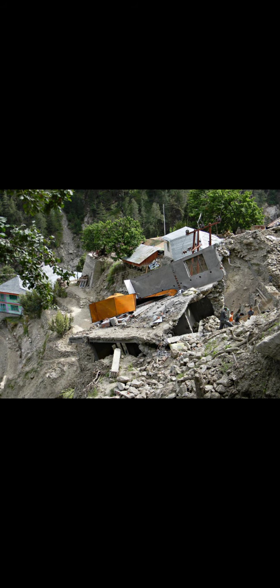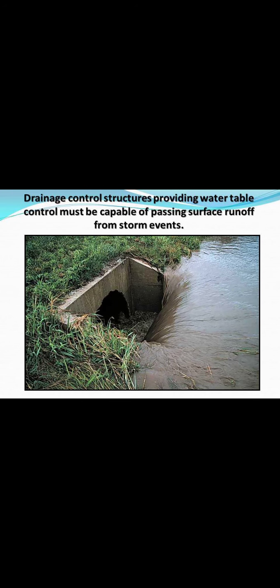To protect ourselves from the landslides, we need to follow the mitigation methods. Number one is finding out the landslide prone areas. Number two, construction of retention walls. Number three, increasing the vegetation cover. Number four, providing drainage control structures to prevent surface runoff.